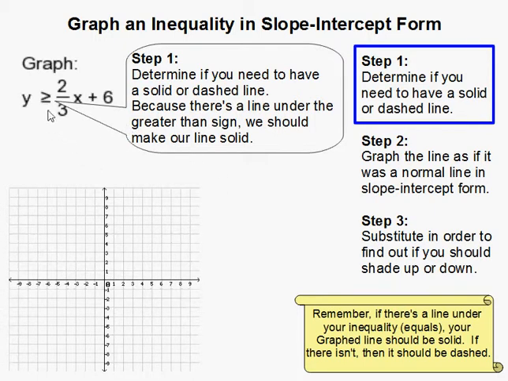You just have to look at your inequality symbol here, and if there's a line underneath it representing an equal sign, then you know it should be solid. Okay, but if this line wasn't here, it would be a dashed line. Okay?